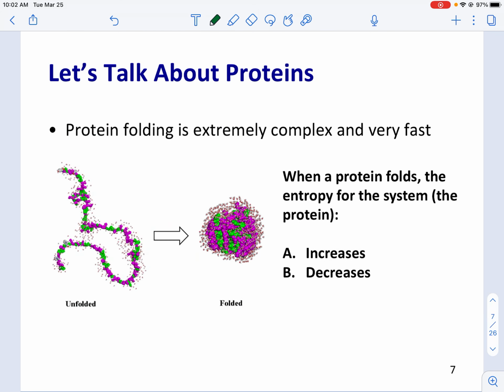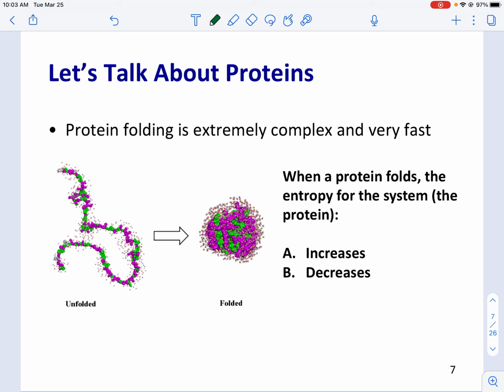Let's talk about proteins. Where is this something that you might think about? Protein folding is an extremely complex process. It's very fast, though. Some of these proteins are extremely large, but they fold into their correct shape very quickly. When a protein folds, what do you think happens to the entropy of the system, the protein itself? Think about that for a second. Does it increase or decrease? You can pause this if you want to think about it.